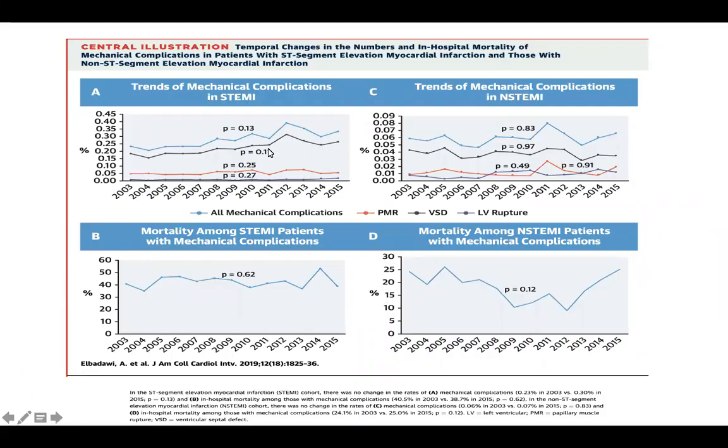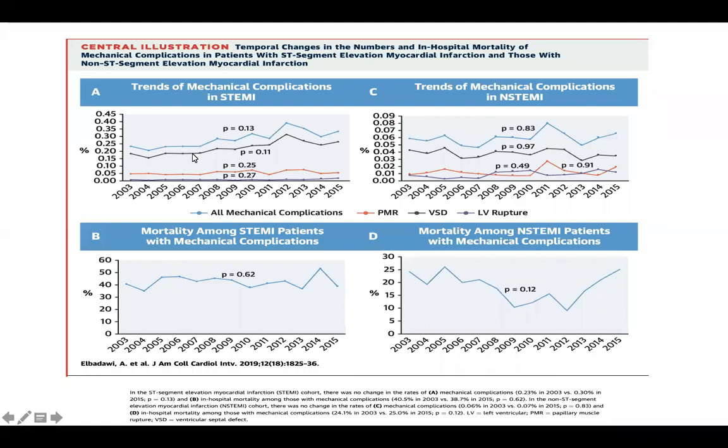In this slide, you can see the temporal changes in the hospital mortality and the overall incidence. The top one, the blue line, shows the overall mechanical complications over a period of more than a decade, around 12 years of data. In 2003, the incidence of mechanical complication in STEMI was 0.25%. Now the graph is going up. So we do not see any decrease in the incidence of mechanical complications in the present era, even though we have advanced in our management of MI patients.